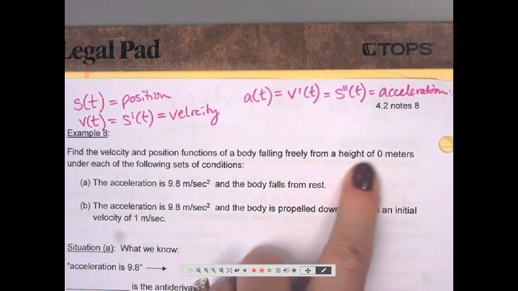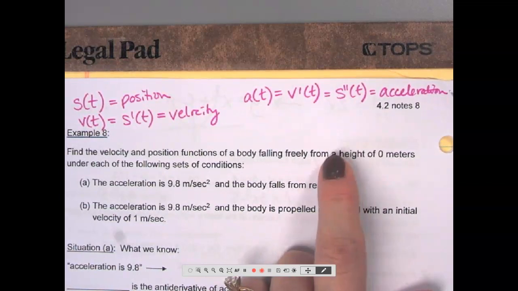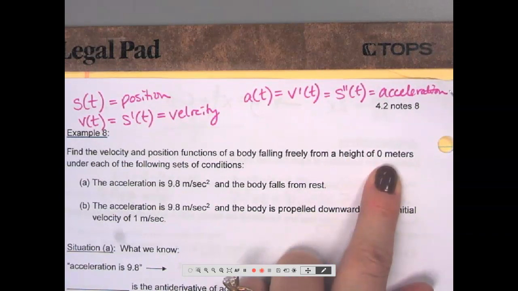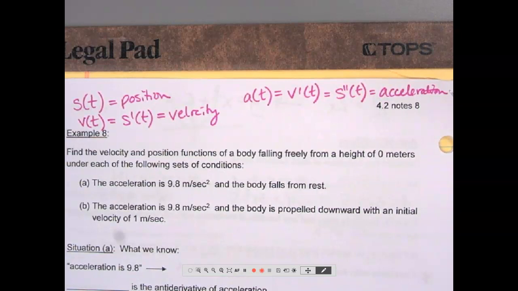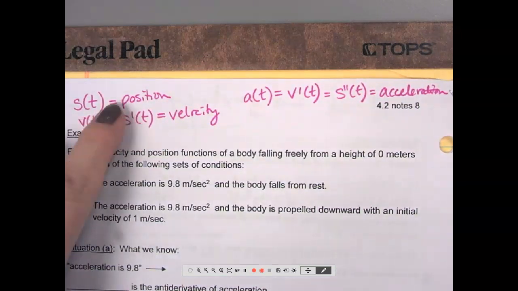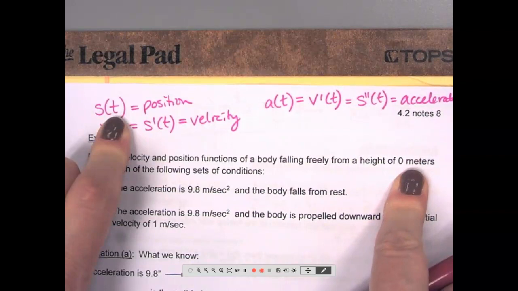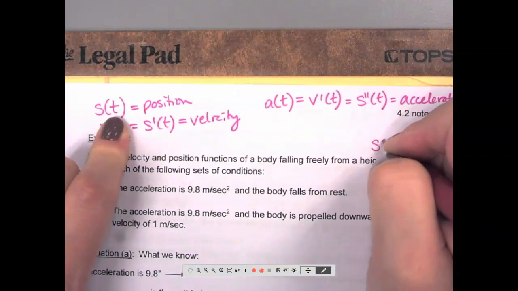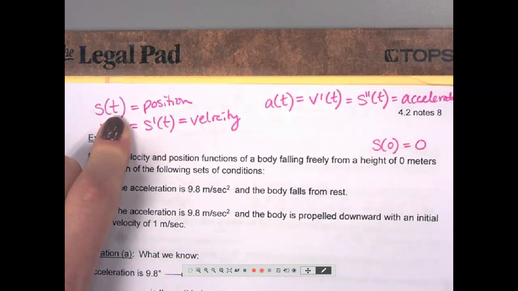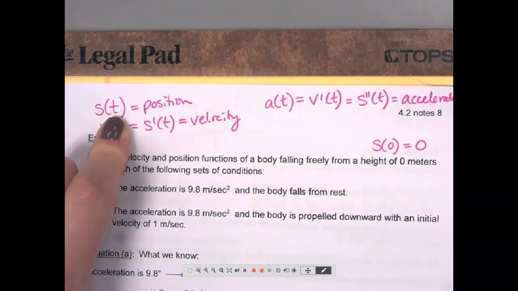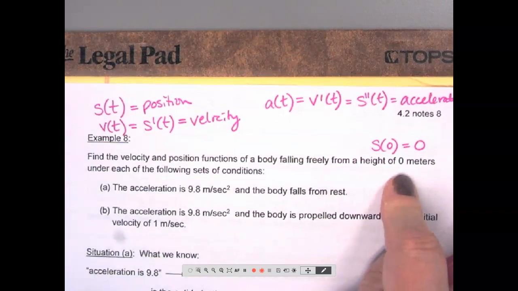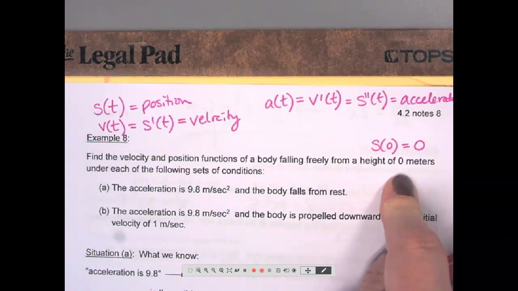falling freely from a height of 0 meters. If I start from a height of 0 meters, what does that mean? It will fall, but it starts at a height of 0, so it's giving me the initial position. So it means at time 0, the position is at 0. So this means that S of 0 equals 0. Does that make sense? At time 0, the position is at 0. There's no height to it at all yet.